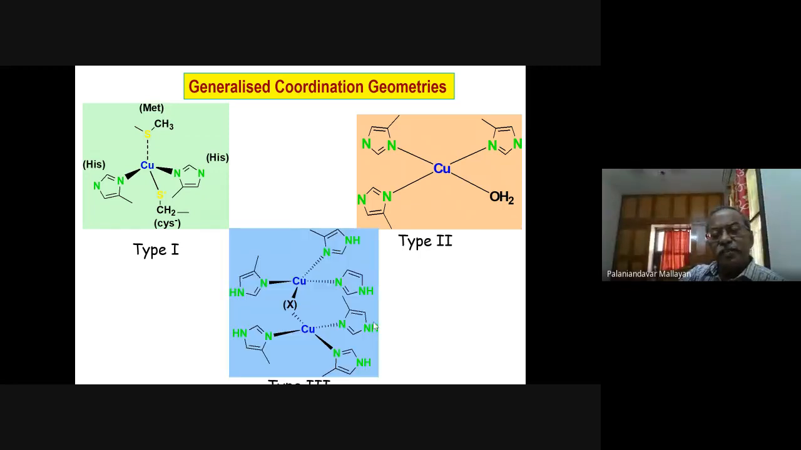You have another, the third type. This is what I was telling you, hemocyanin, the third type. You have three imidazoles on one copper, three imidazoles on another copper. Some of the type 3 proteins will have an OH minus link here. It has not yet been characterized in several proteins. In the case of hemocyanin also it may be there, but there this group is replaced by dioxygen in between the two copper ions.